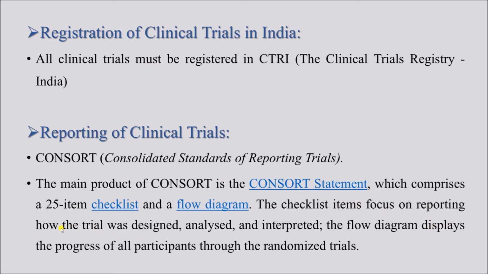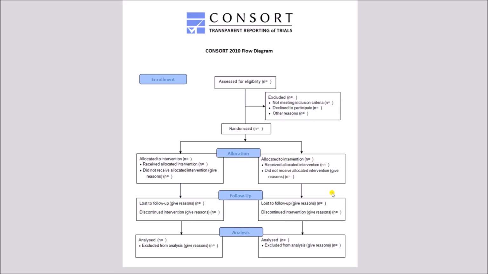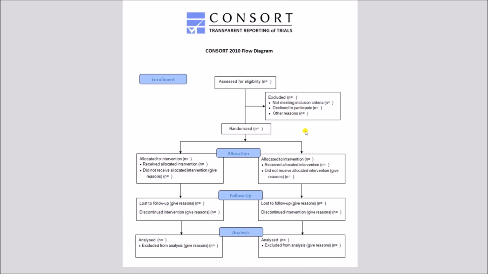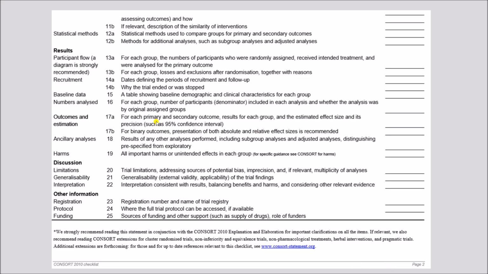So by this we are reporting how the trial was designed, analyzed and interpreted, whereas this flow diagram actually tells us about the progression of the study participants through the trial. So how these subjects were enrolled based on eligibility criteria, and based on exclusion criteria, how many of them were excluded from our study, then how we randomized them into two different interventions, we followed them up, and the analysis, etc. is portrayed in the flowchart. So with this, we conclude clinical trial.